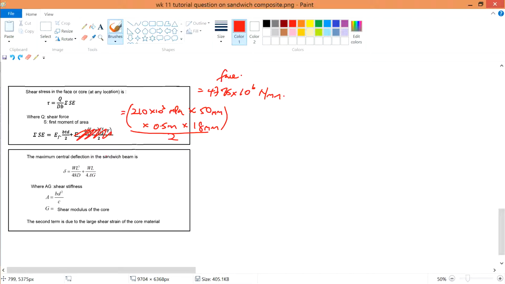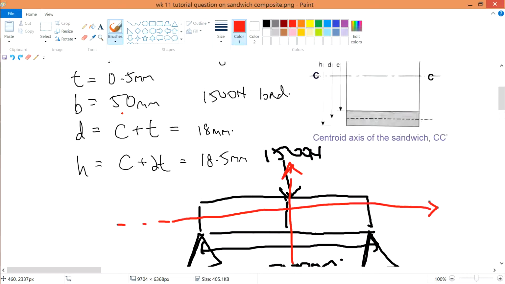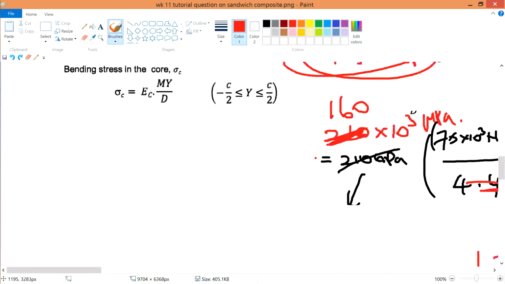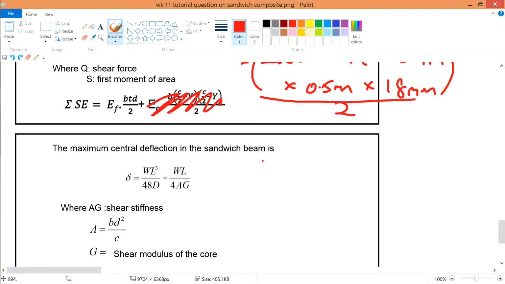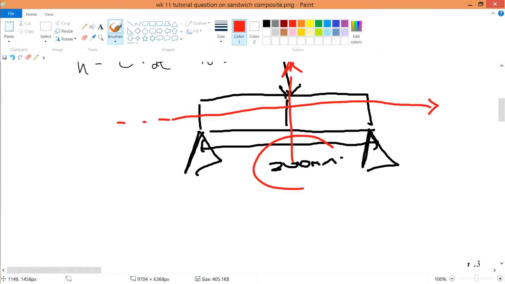Let's continue. To find the deflection, you need to find W. What is W? W is the total force acting on the beam. It's not at the middle part, it's talking about the total beam that is taking in the stress. So it's 1500 Newton. The length L is just 200 millimeter, which we have just kept on saying. This is the overall thing already.